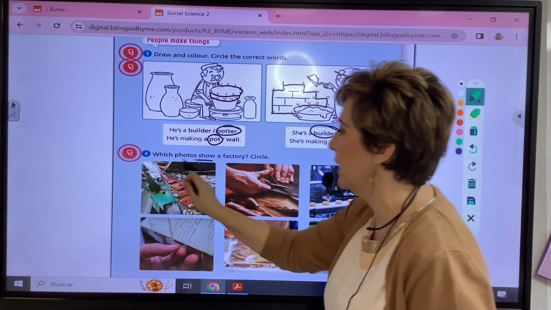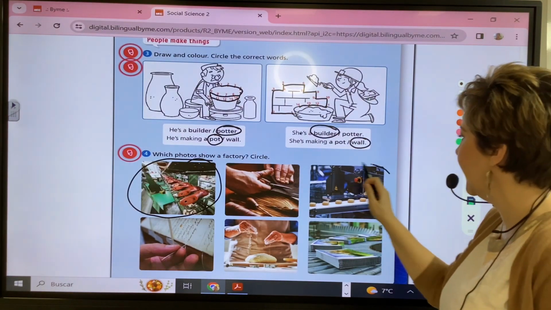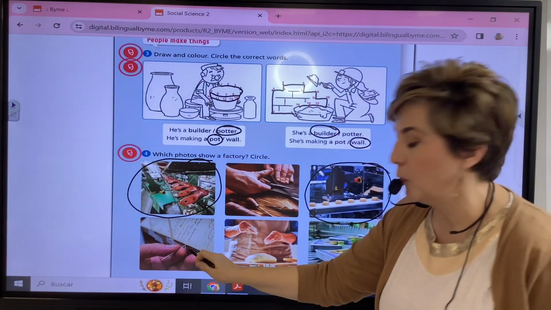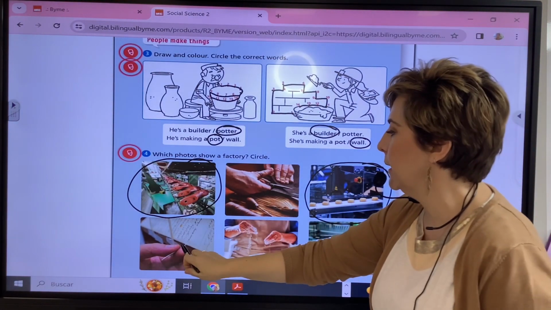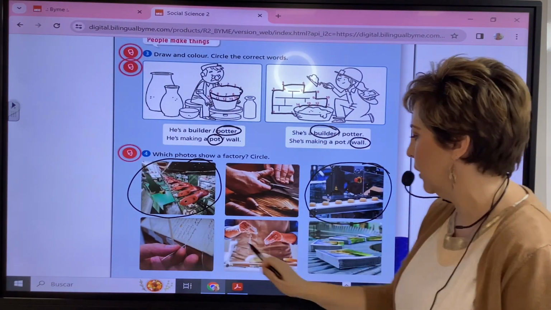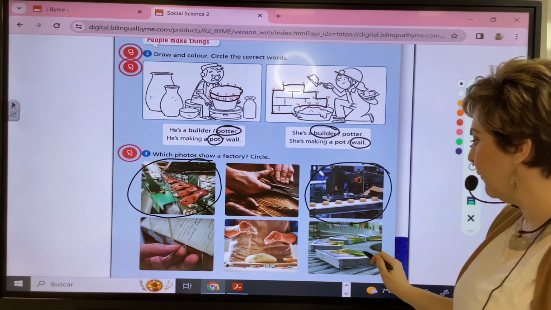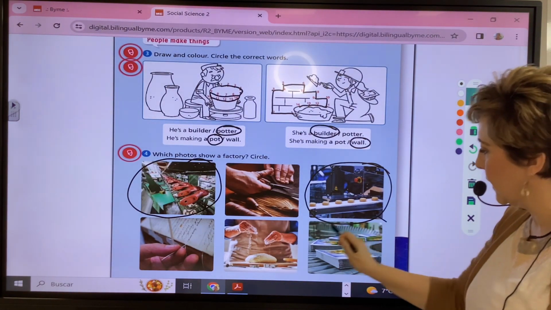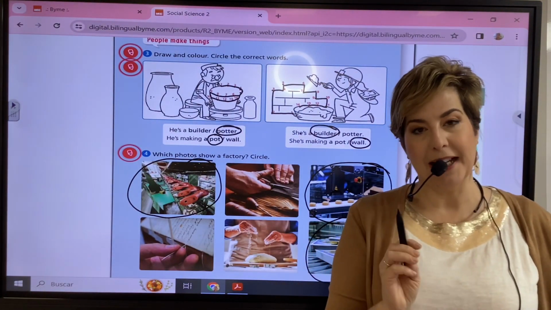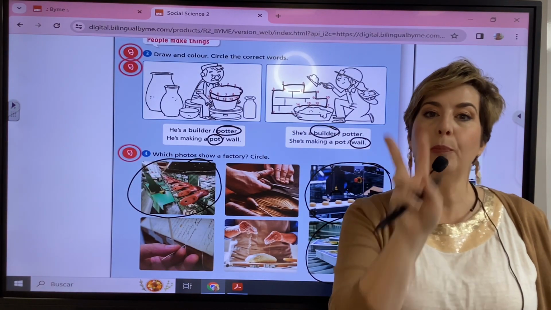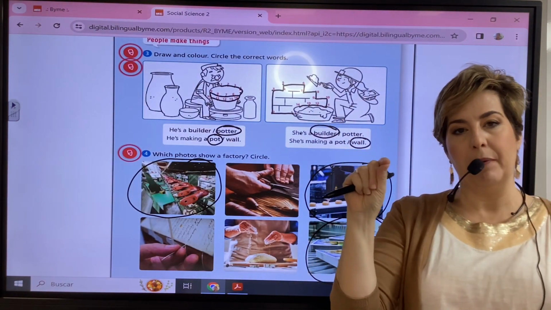Is this a factory? Yes, it's a shoe factory. Is this a factory? No. Is this a factory? Yes. Is this a factory? No. This is a craft. It's making something, an artisan that is making a book. Is this a factory? No, this is a little bakery. Is this a factory for making magazines? Yes. So we have three factories and three artisans. Both of them are from group two, people who make things. Let's listen to the little summary.